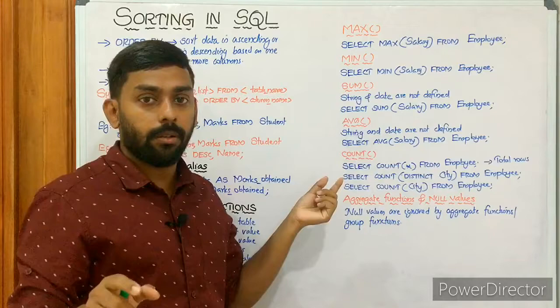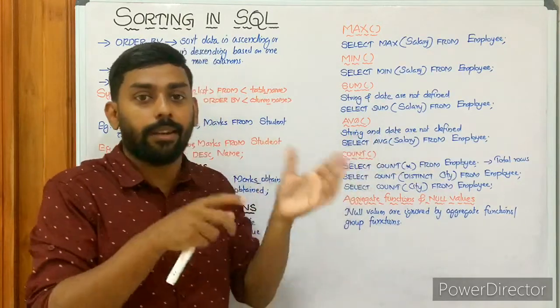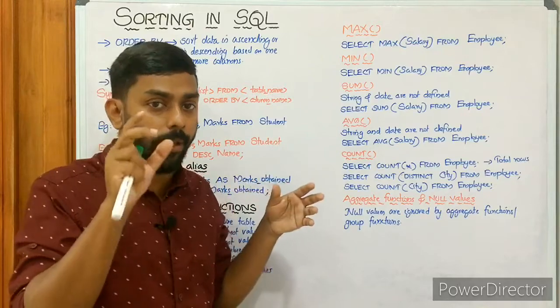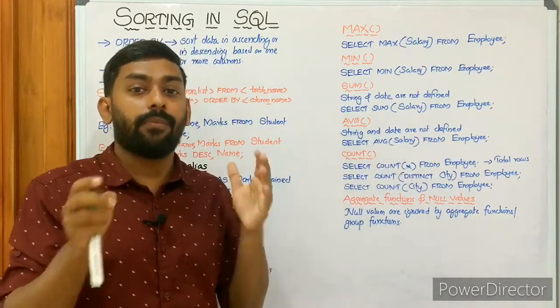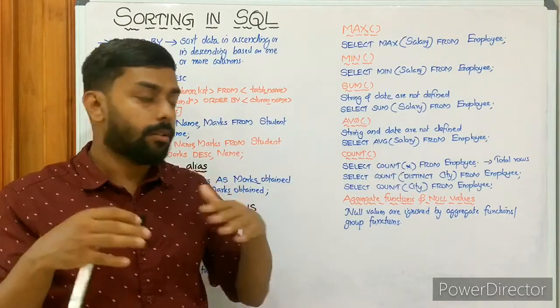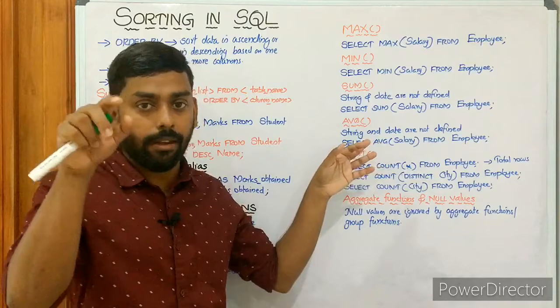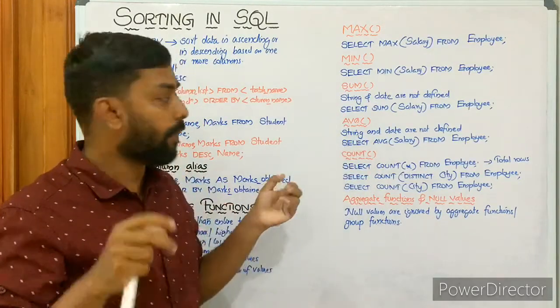Next one is average. It also cannot be applied to string and date. String and date are not defined here in the case of average. Select average of salary from employee. First it finds the sum, and then it finds the average, right? So it is very easy. AVG of salary will be the column name, and it displays only one value.